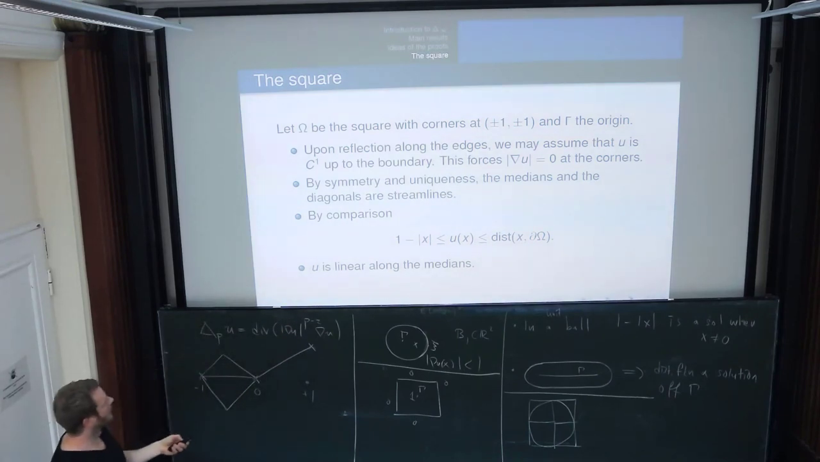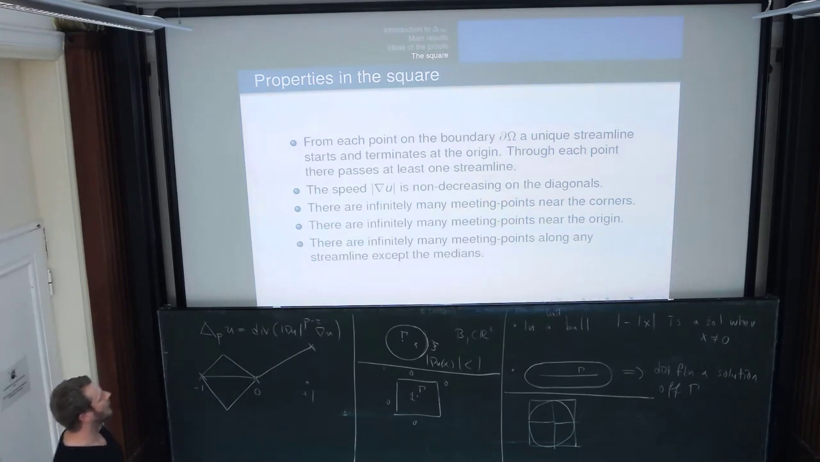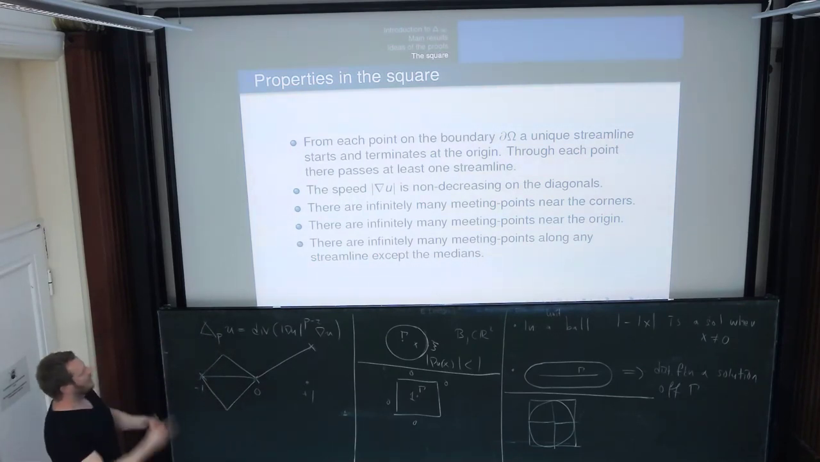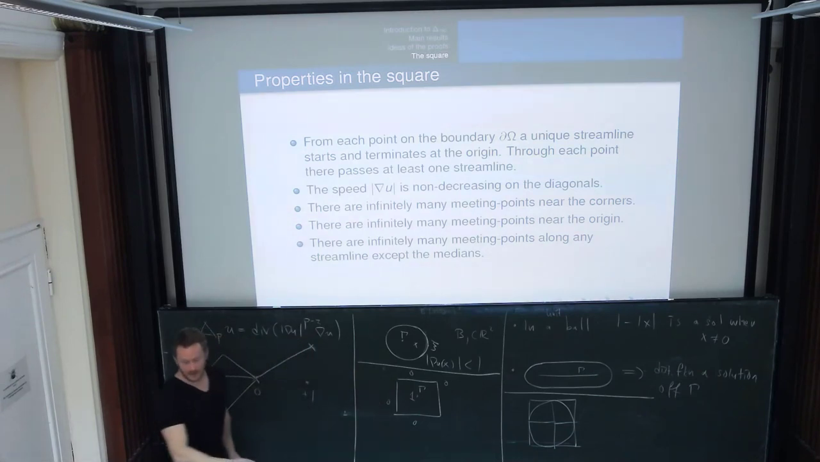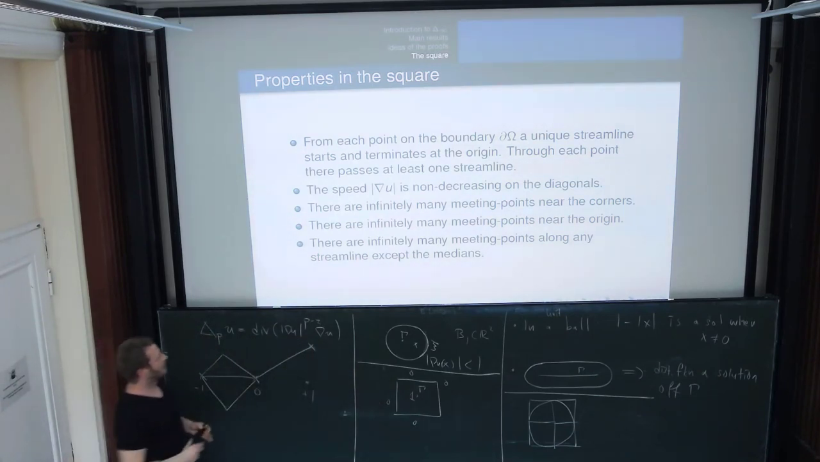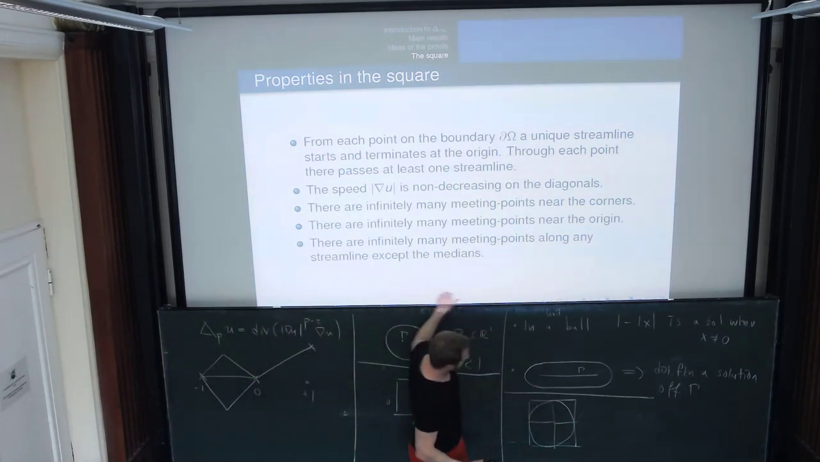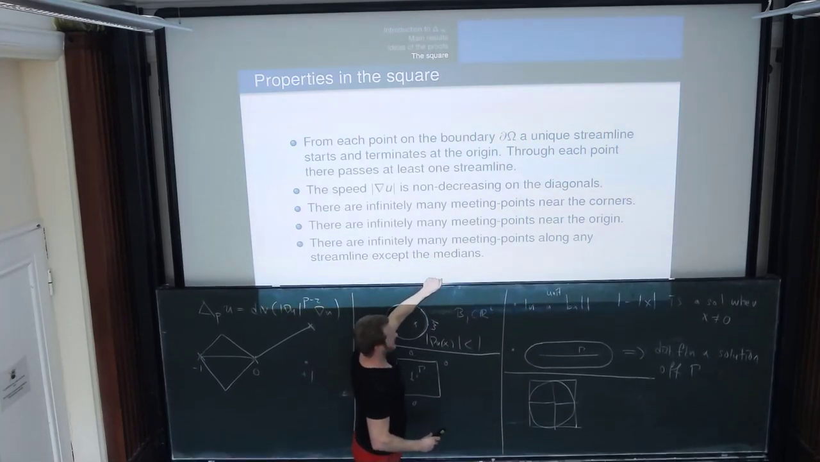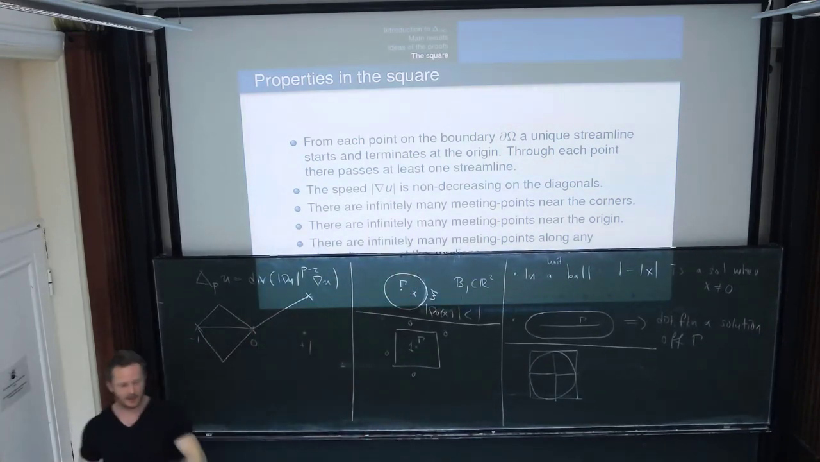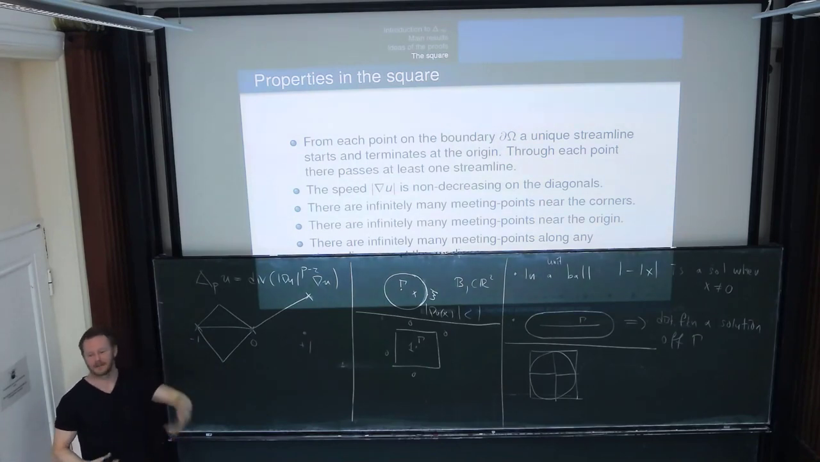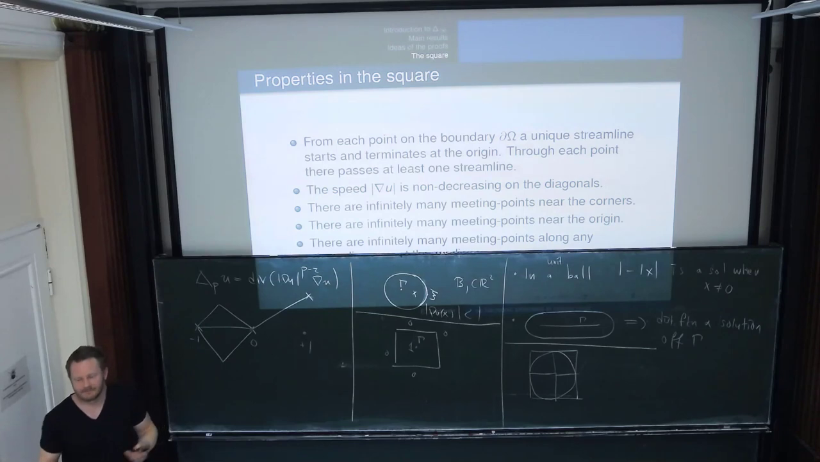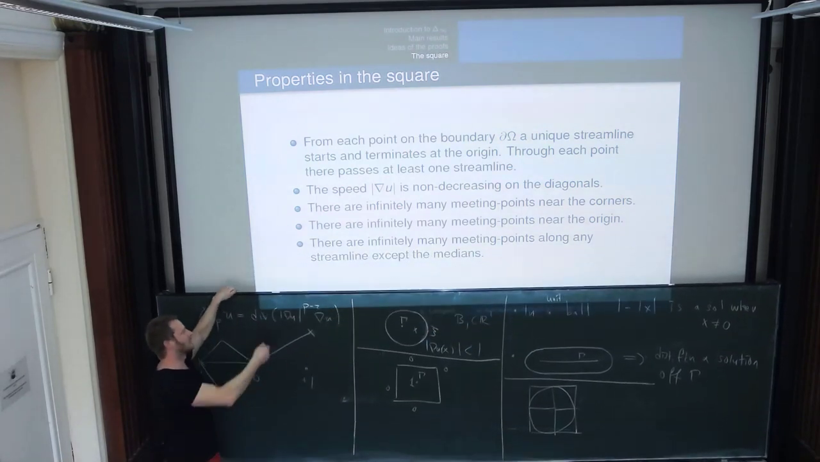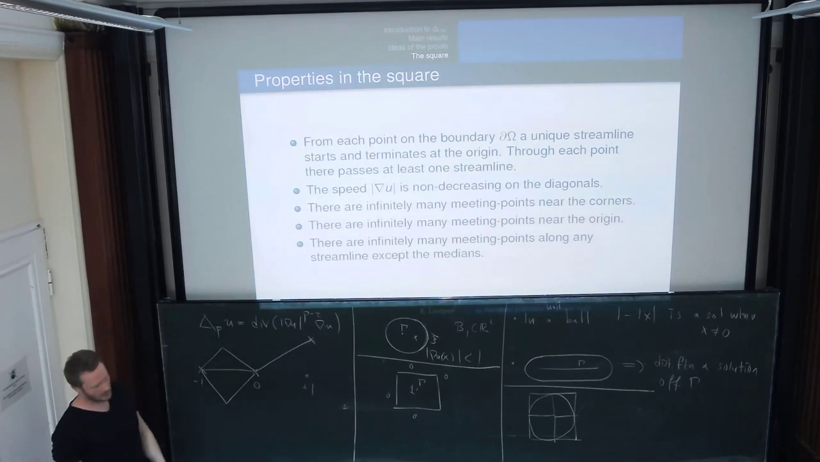Since I don't have so much time, let me just say what we can argue for in the square. First of all, there's a unique streamline going from the point to the midpoint. And we can actually prove that on the diagonals, the gradient is non-decreasing, because diagonals are streamlines. And then we can prove that there are infinitely many meeting points near the origin, near the corners, and, what is the last one? Yes, that along any streamline, except the medians, which just go straight to the middle, there are infinitely many points where you have bifurcation. This is not what I would expect if you say that I'll solve the problem in the square. With the tools I presented, these are just a few rows to argue for that.